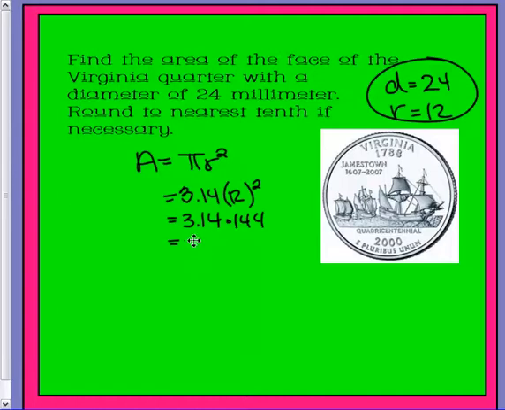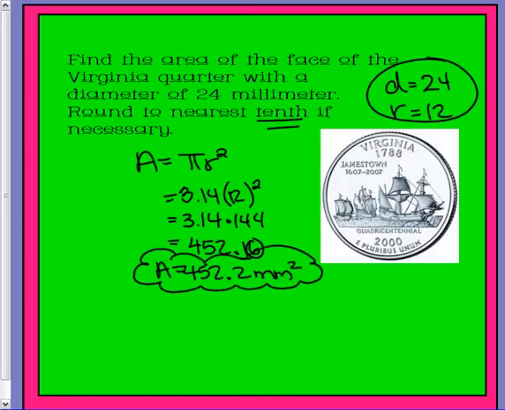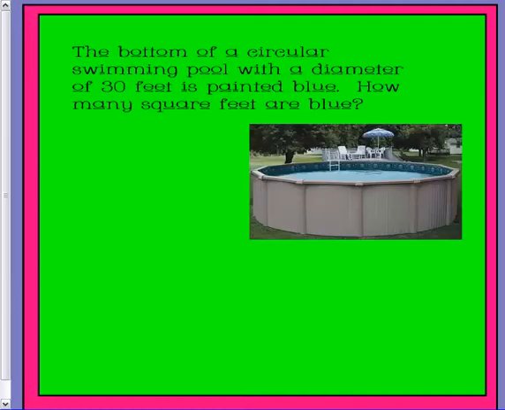So when we square 12, we get 144, and when we multiply that by pi, we get 452 and 16 hundredths. But they want us to round it to the nearest tenth, so we get 452 and 2/10, because the 6 tells the 1 to go up by 1 on the tenth place. And these are millimeters squared for the area, because this isn't just a millimeter, it's a millimeter times a millimeter. When we square this 12, we're also squaring the millimeters. Okay, you go ahead and try this one.